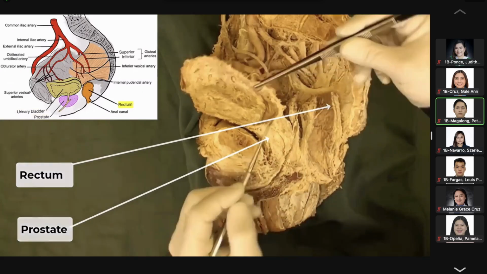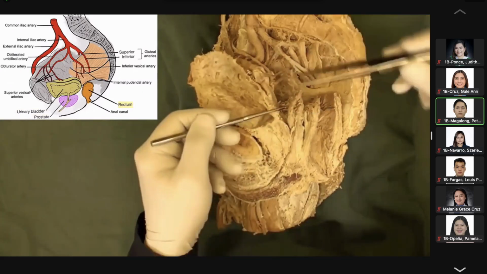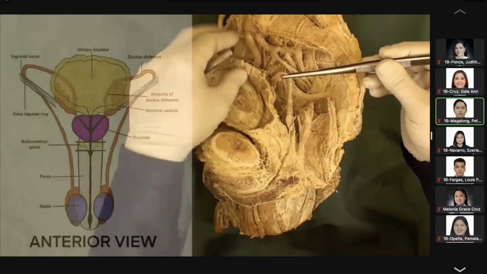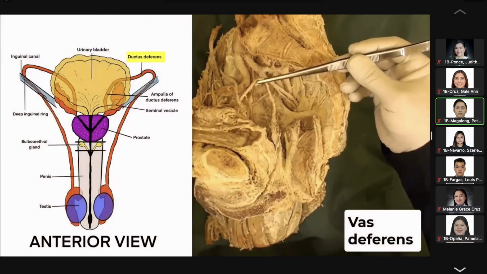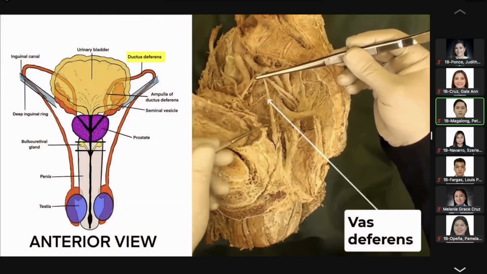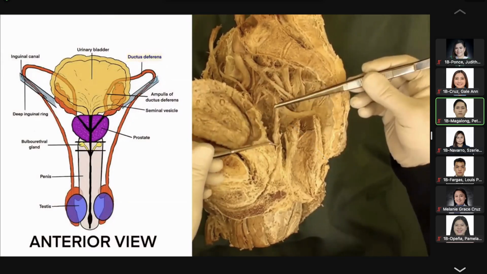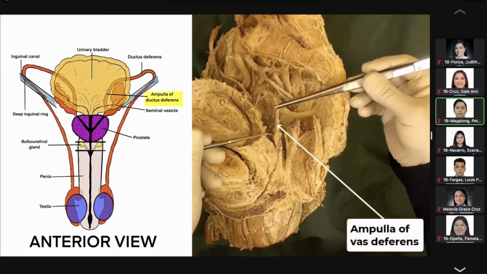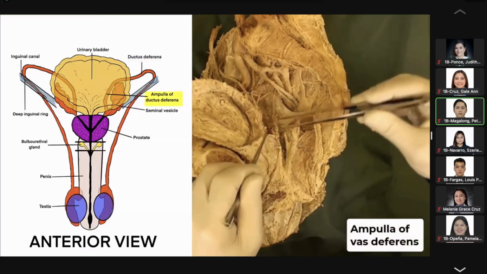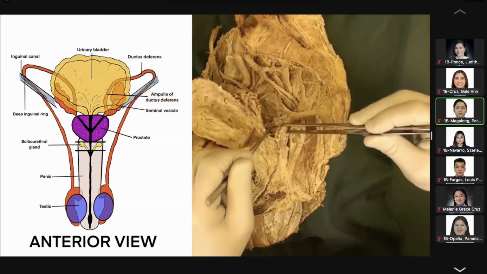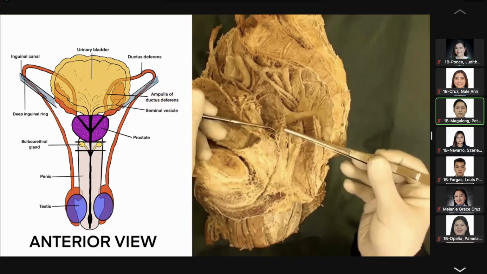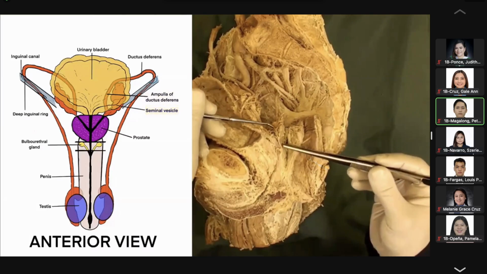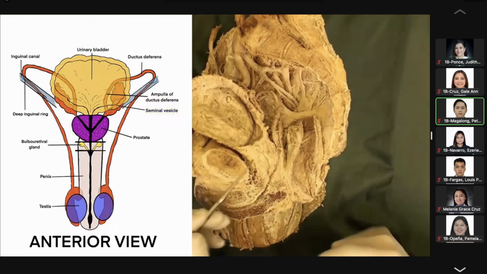Now, between the rectum and the bladder, we have two of the male pelvic organs. This is the vas deferens, or ductus deferens, and that is the dilated part of the vas deferens, which is known as the ampulla of the vas deferens. And then lateral to the ampulla, we have the seminal vesicle. Okay, that is the seminal vesicle.